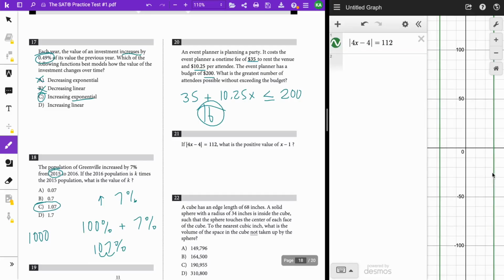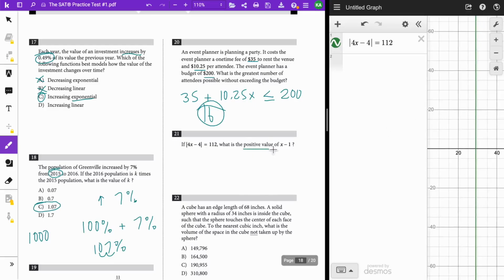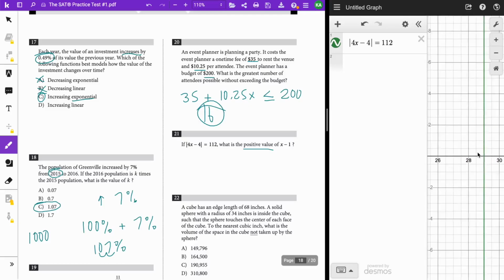We've got a negative answer and a positive answer. And I hope that I can zoom in and see what that positive answer is, because they want the positive value of x minus 1. So the positive solution to that equation is the one we're looking for. And it should be hopefully obvious. I don't know why Desmos doesn't show these sometimes, but this is 29.